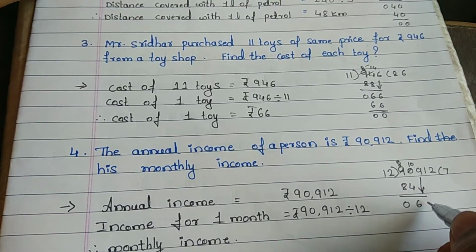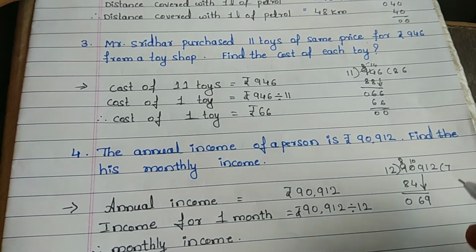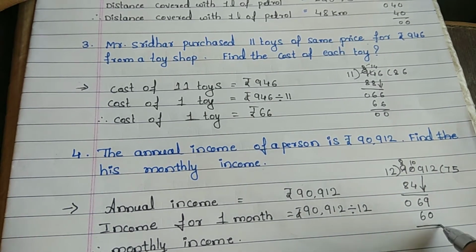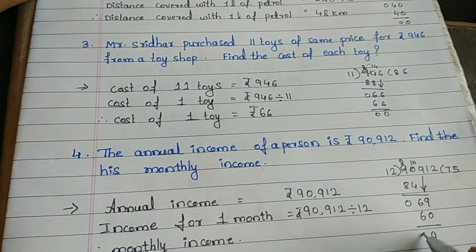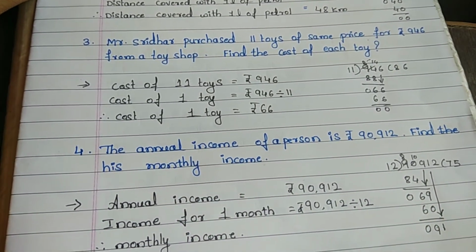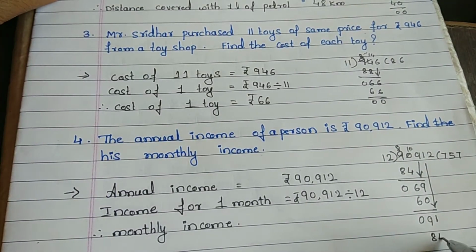Yes, you drag now 9. Then 12 fives are 60. 12 fives are how much? 60. 9 minus 0 is 9. 6 minus 6 is 0. Next drag 1. Then again 12 sevens are 84.